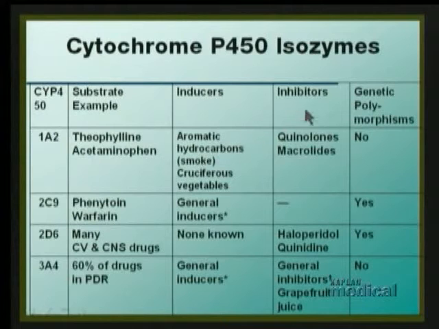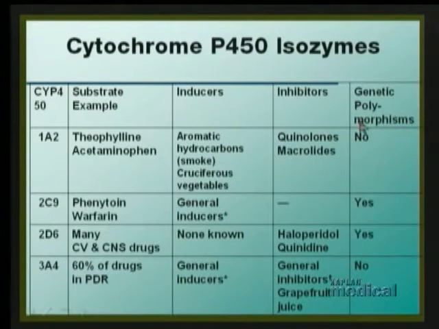The fourth column shows you inhibitors of the same enzyme. Notice for right now how certain antibiotics are classic inhibitors of 1A2. I would certainly stress macrolides in the story for 1A2. And the final point is about genetic polymorphisms.